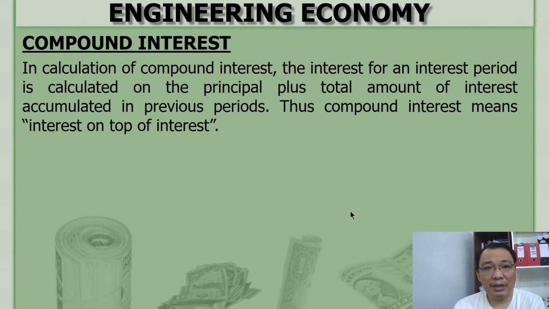Okay. So, we are now on compound interest. In calculation of compound interest, the interest for an interest period is calculated on the principal plus total amount of interest accumulated in previous periods. Okay? So, thus, compound interest means interest on top of interest. Meaning, ang interest sa previous na period, ma-earn sa another interest. It's different sa simple interest.